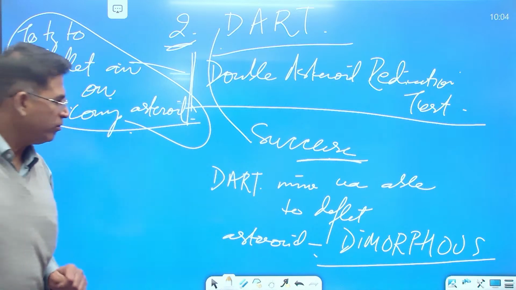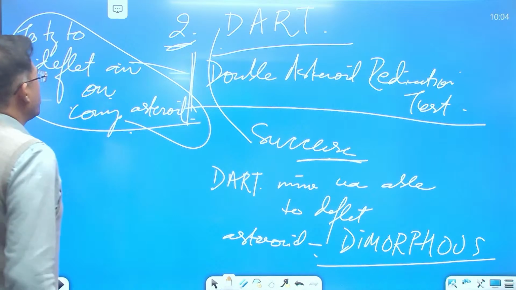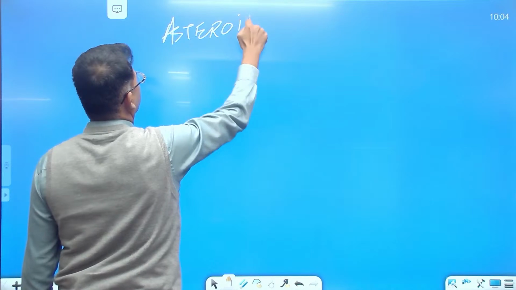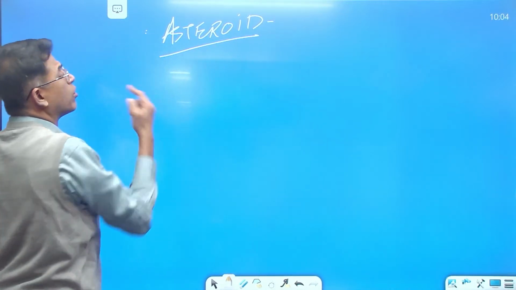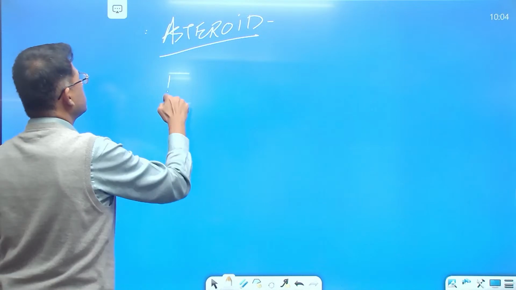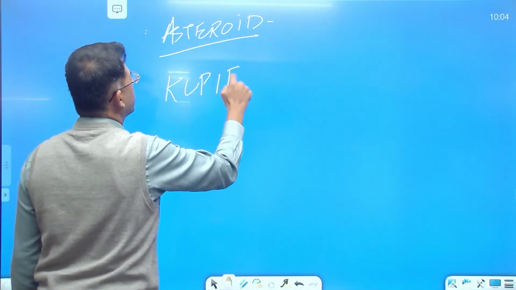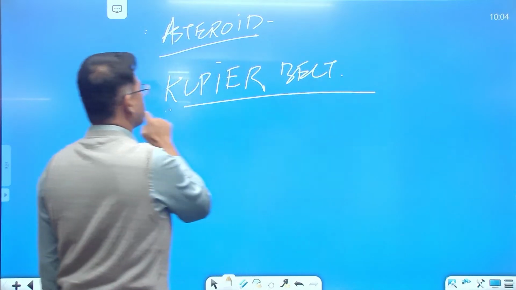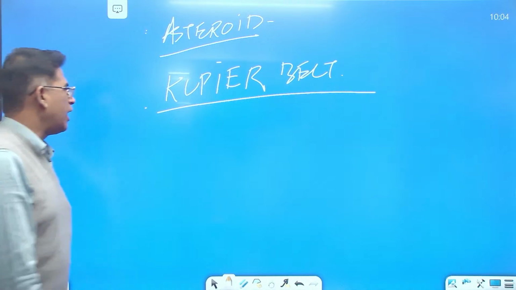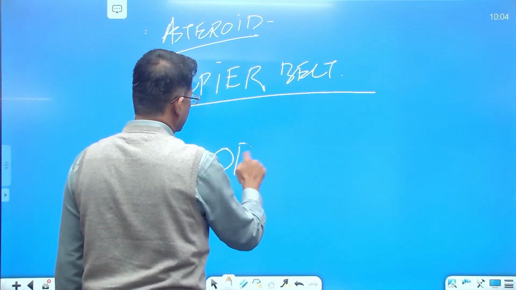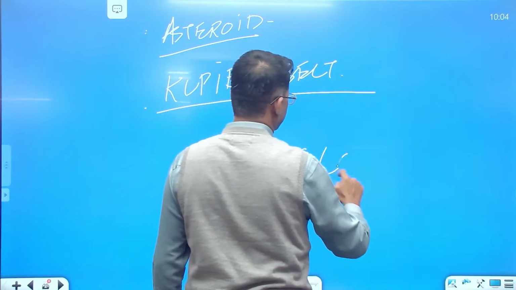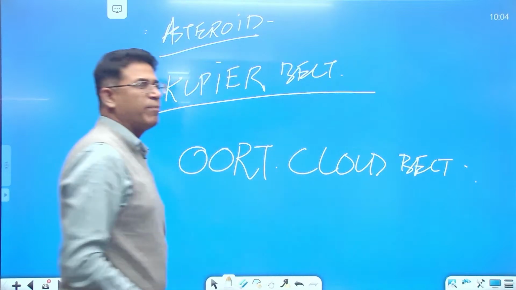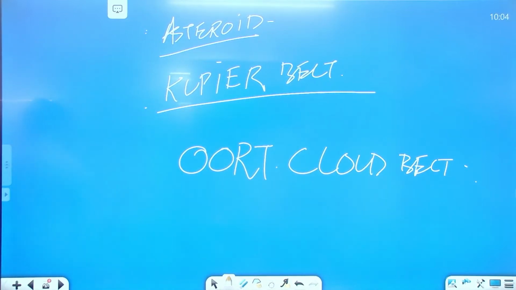Now, you know about the asteroid belt. There are two more belts. One is called the Kuiper belt, and another one called the Oort cloud belt. The Kuiper belt and the Oort cloud belt.